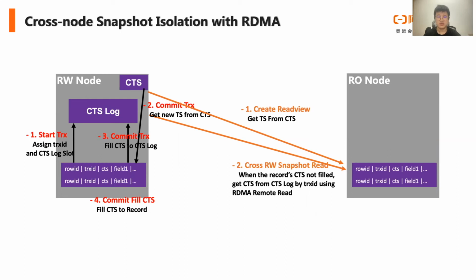And then when it reads a record, it will compare the CTS in the read view to the CTS in the record to check the visibility of the record. And if the RO node finds that the CTS in the record is not filled, it will directly send an RDMA remote read to the RW node's CTS log to get the corresponding CTS of this record.